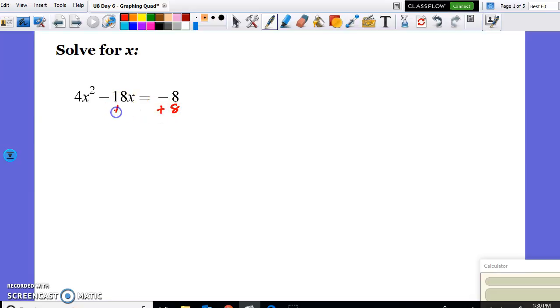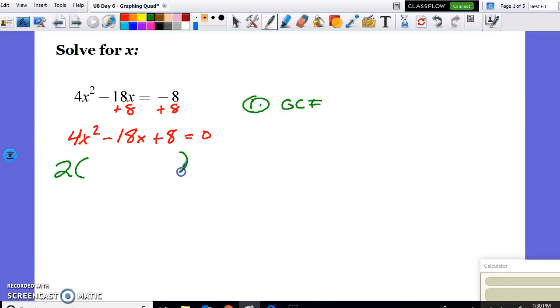So the first thing I need to do is make sure that one of the sides of the equation is equal to 0. So I have 4x squared minus 18x plus 8. Once I've ensured that one side is equal to 0, I'll use my factoring algorithm to make sure that I can factor correctly. First, I look for the greatest common factor. The greatest common factor for this polynomial expression is 2. It's actually a quadratic trinomial, so 2x squared minus 9x plus 4 equals 0.